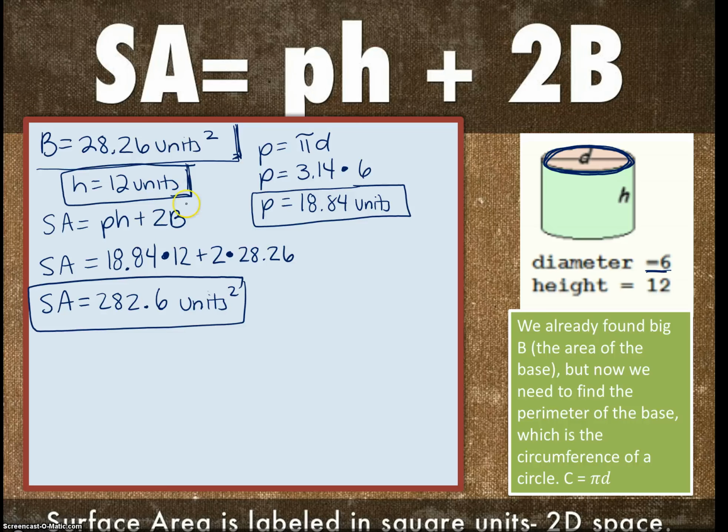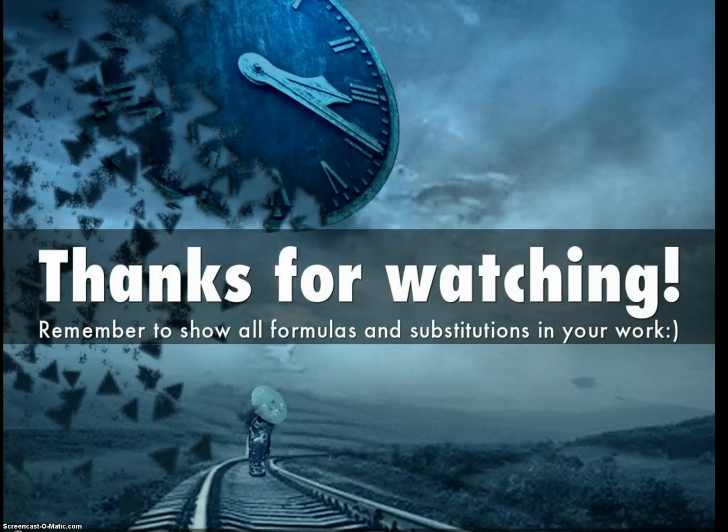I paused and I wrote down the formula, and then I substituted in the perimeter of 18.84 times the height of 12, adding both the bases, 2 times big B. And I got a final surface area of 282 and 6/10 square units.